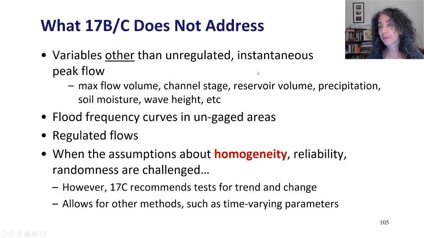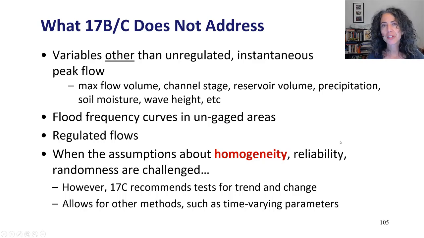Well, variables other than unregulated instantaneous peak flow aren't addressed. We have all of these other variables that we'd like to do frequency analysis on. Now, in some ways, it is better not to have federal guidance, better not to have someone telling you exactly how to do your analysis. So we kind of like the freedom with these things, but the study that goes into generating the federal guidance can be really helpful in finding the best ways to evaluate these variables. So we will work towards having guidance on these.